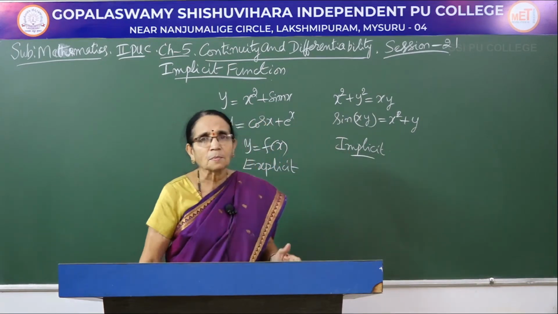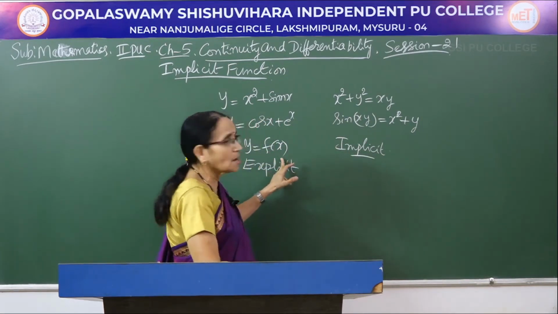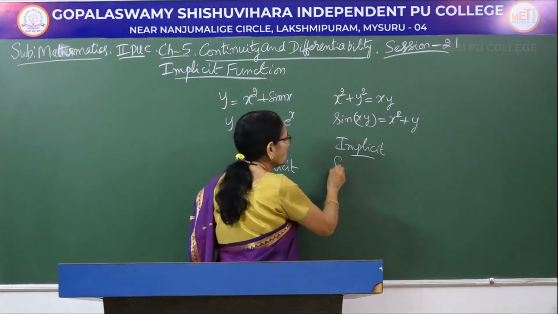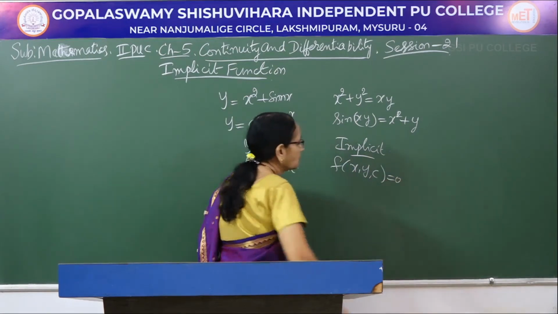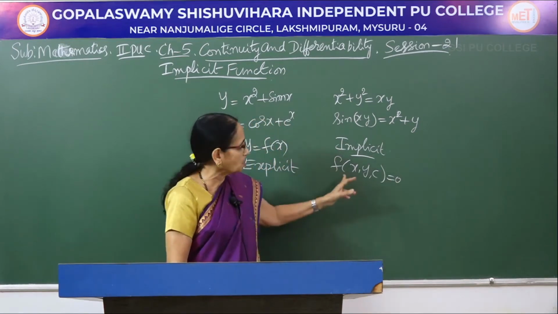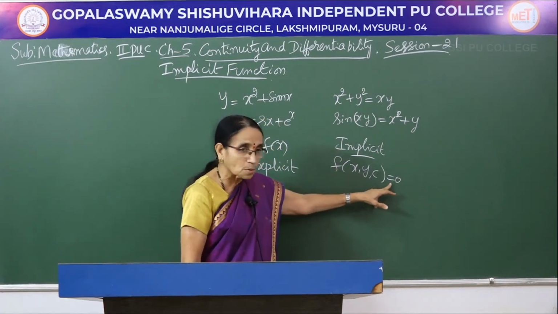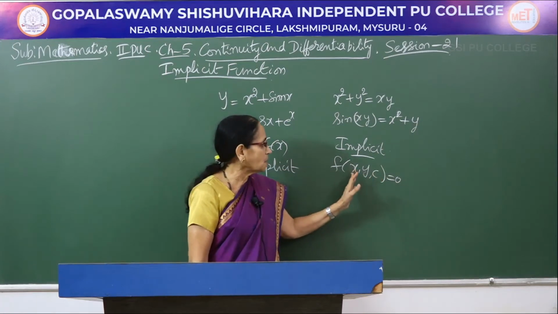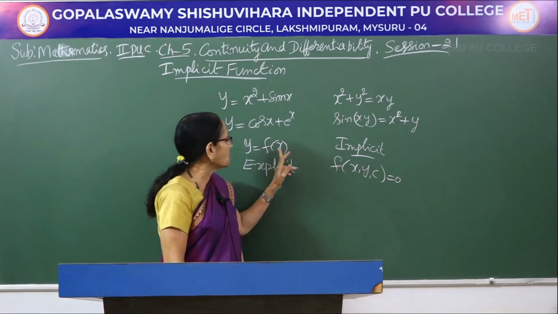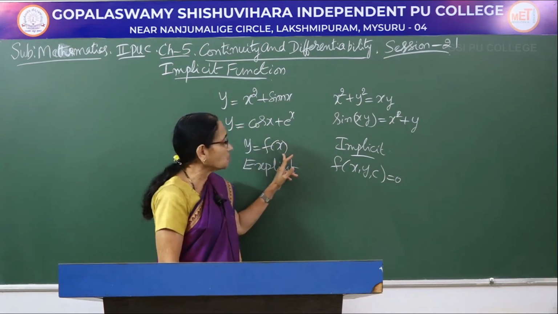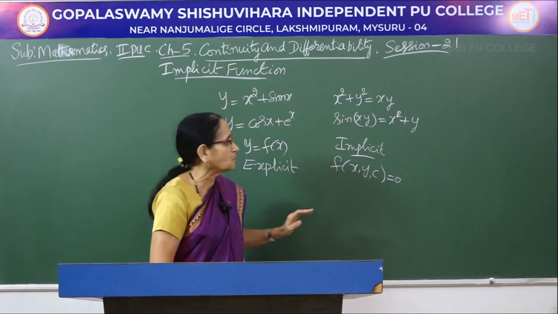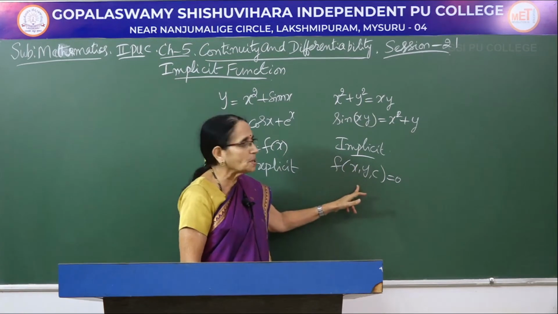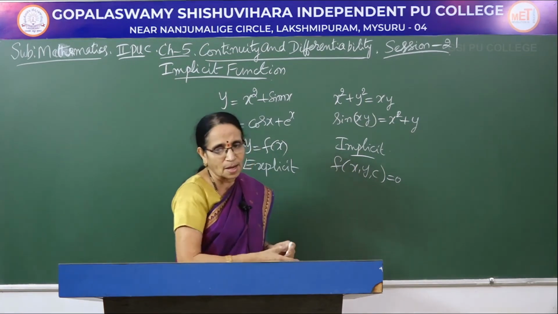Implicit means here generally I can write y equal to f(x), whereas here it is written like this, f of (x, y) comma c equal to 0, or sometimes you can write f of (x, y) equal to c also. That means y is equal to f(x) means y is expressed in terms of x. Here both x and y are mixed up, that is the meaning of that one. So, generally an implicit function is expressed like this.